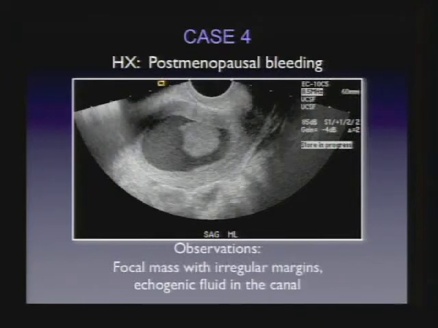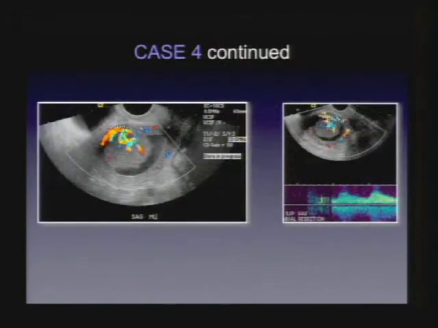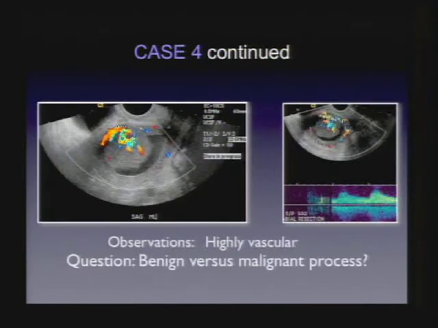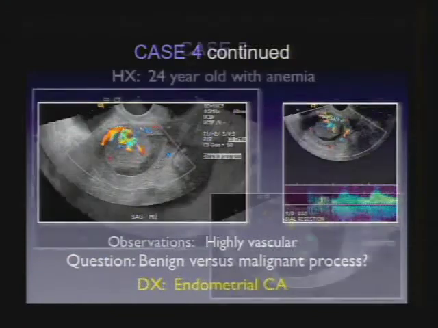So observations here I wanted you to make is a focal mass with irregular margins, and also that there's fluid in the canal, and this is not, as I said, a saline-infused sonogram, but also that the fluid is echogenic. The same case continued here. This mass is highly vascular, and so my question is, is this a benign or a malignant process? You should right away think this is endometrial cancer until proven otherwise.